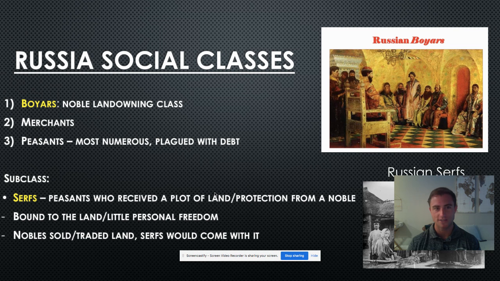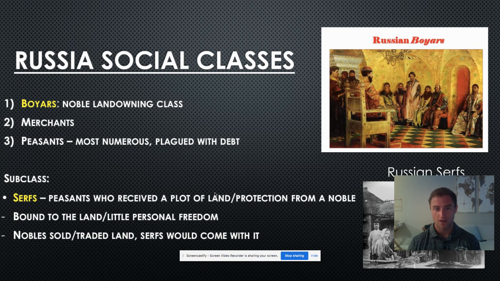The Russian social classes, again, obviously the Tsar at the top, and then we have our boyars, who are our noble landowning class that keep power in Russia for a long time. We do have some merchants in the middle, although much fewer than places like the Middle East or Europe. And then we have our peasants. They are a huge peasant class, and the peasant class really falls into two categories. You are either a peasant that is not in debt, or you are a peasant that's in debt that can't pay off your debt.